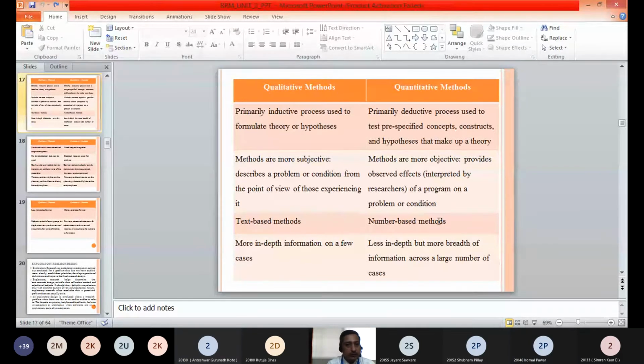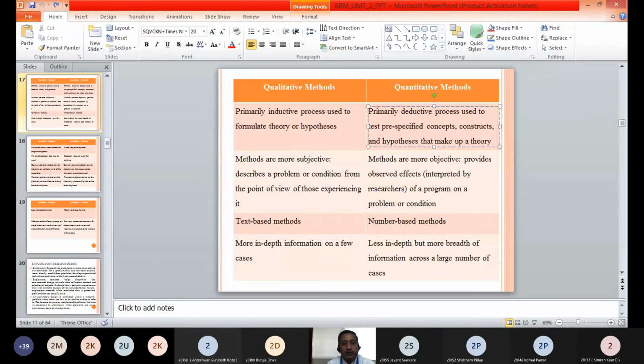So in this table, you can see on the left hand side it is qualitative method, and there is quantitative methods which we have compared. So the first point of difference in qualitative and quantitative methods is that the qualitative method is primarily an inductive process used to formulate theory or hypothesis. Inductive process means we search for the information or go deeper into the theories to understand the particular theory in a better way. That is inductive approach.